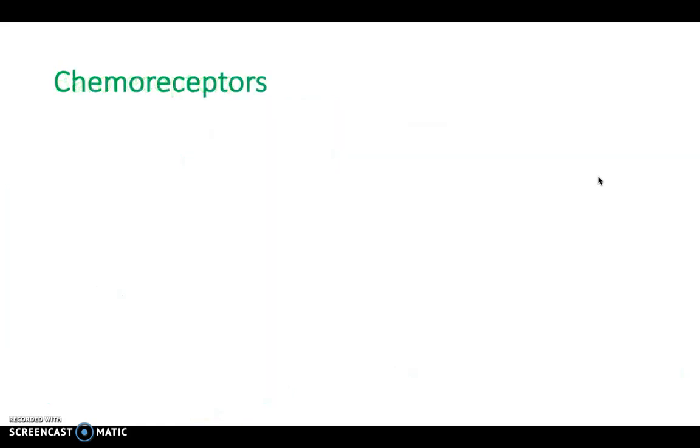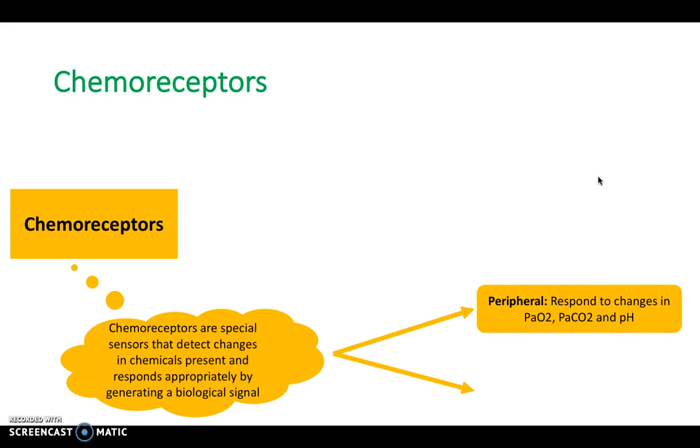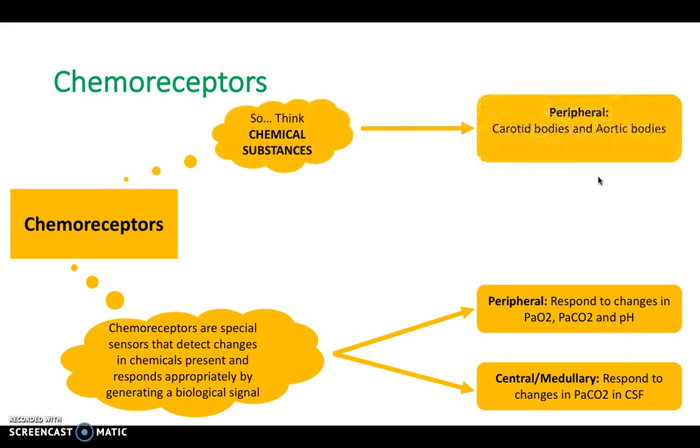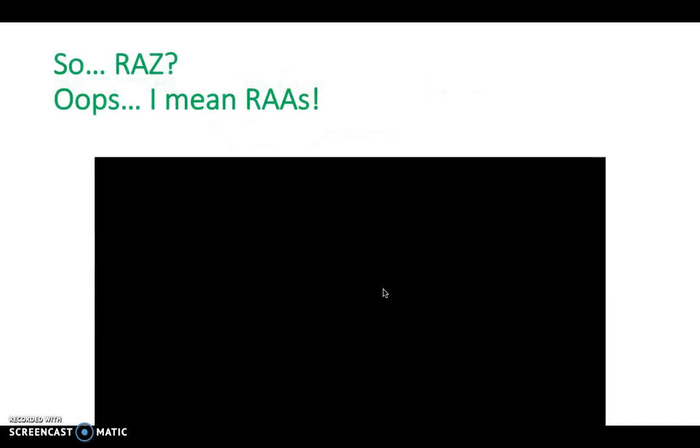On the other hand, you have chemoreceptors, 2 very similar concepts, don't get them mixed up. Chemoreceptors are special sensors that detect changes in chemicals present. So it's not as much to do with blood pressure, it's about chemicals, and causes the body to react there. Peripherally, it can respond to changes in O2, CO2, and pH, and centrally, or in the medulla, it can respond to changes in CO2 in the CSF. So think chemical substances when we think of chemoreceptors, and think peripherally about those carotid bodies and aortic bodies. Again, in the diagrammatic view, you can see the location of the chemoreceptors and bioreceptors on this diagram, and what's really important is that you don't get them mixed up.